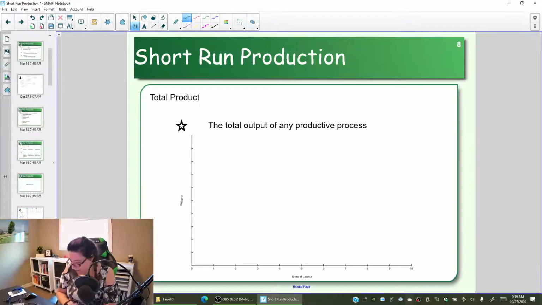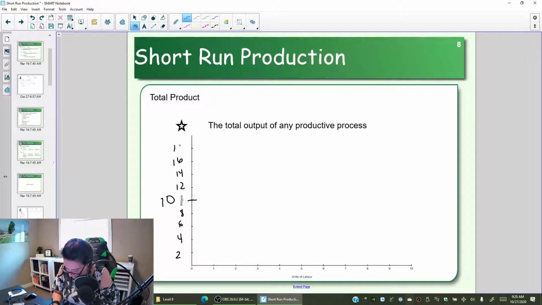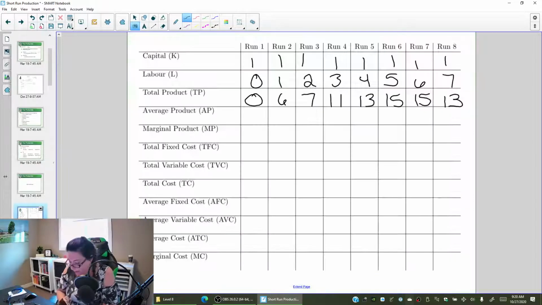So we have our graph here, and we have number of widgets on the vertical, and we have units of labor on the horizontal. And let's see, we want to make sure that we have appropriate scale here. So I'm just going to make that 1, 2, 3, 4. Let's see, what do we have? 1, 2, 3, 4, 5. All right, 2, 4, 6, 8, 10, 12, 14, 16, 18. All right, so let's graph the information that we have here.